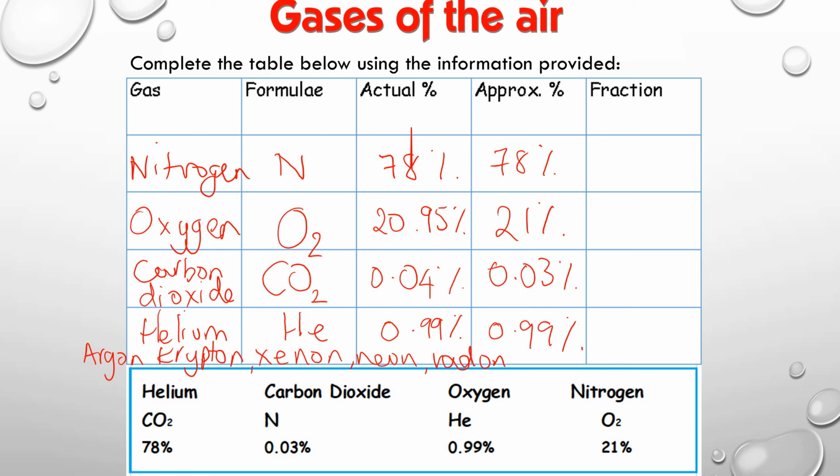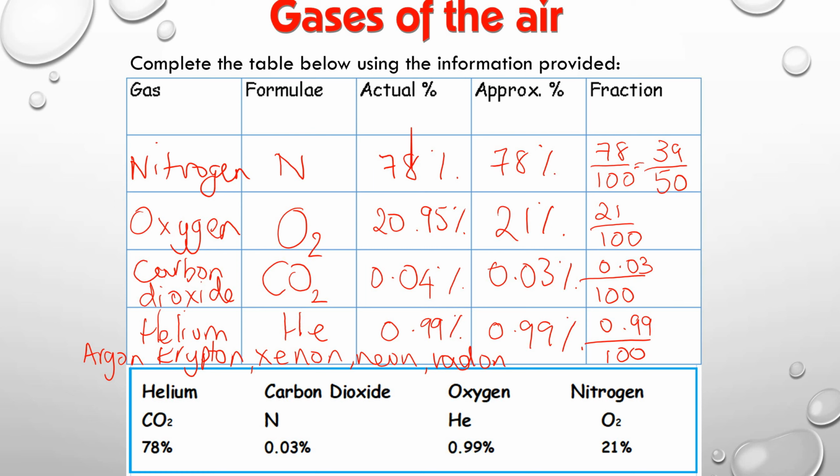So if we want to have a look at what the fraction of gas in the air is, we know that percentages are out of 100. So our fraction for nitrogen would be 78 over 100. If we reduce that down to the smallest number we can, we would have 39 over 50. For oxygen, 21 over 100, and we can't reduce that down, 21 won't go into 100. And for carbon dioxide, 0.03 over 100. And for helium, krypton, argon, xenon, neon and radon, 0.99 over 100.